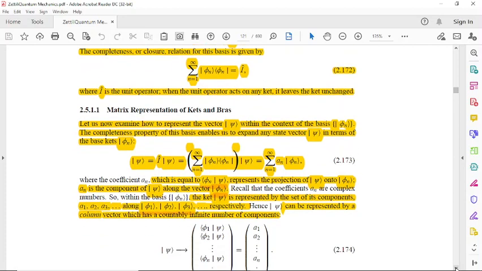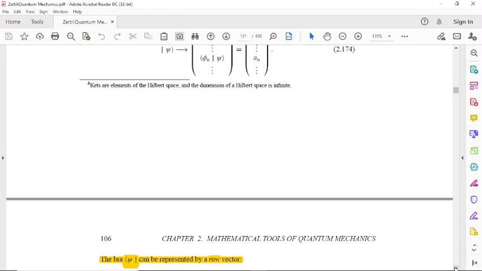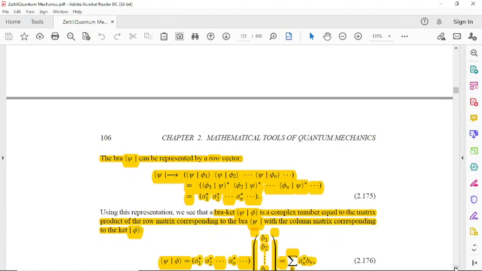So now we can express ket psi as a column vector. Ket psi is equal to the column matrix: bracket phi 1 psi, bracket phi 2 psi, to bracket phi n psi. And we have seen that this is equal to a1, a2, to an and so on. So now we are able to express a ket vector in terms of the column matrix.